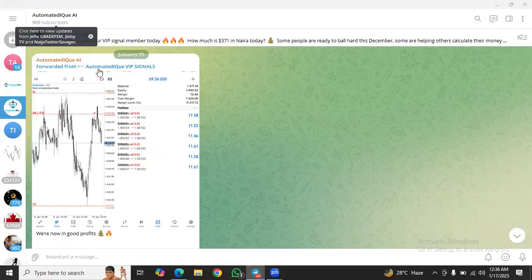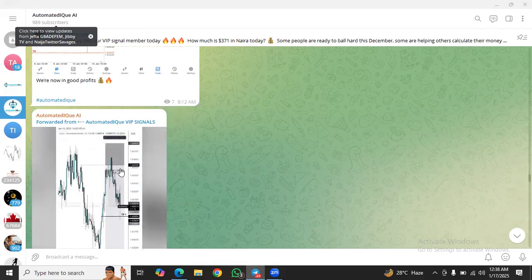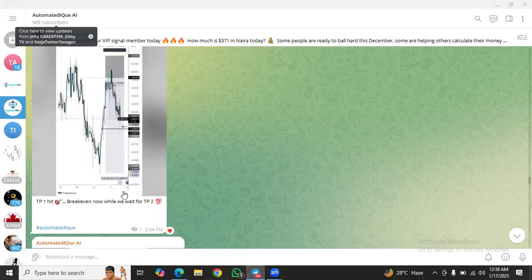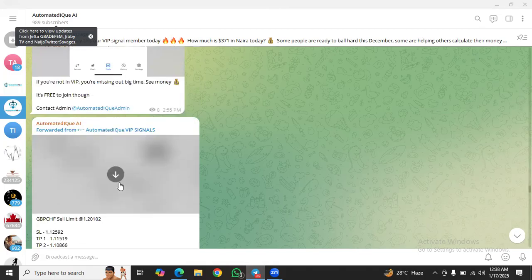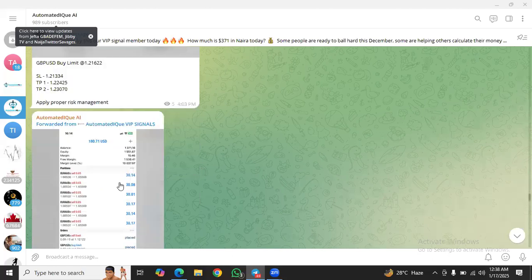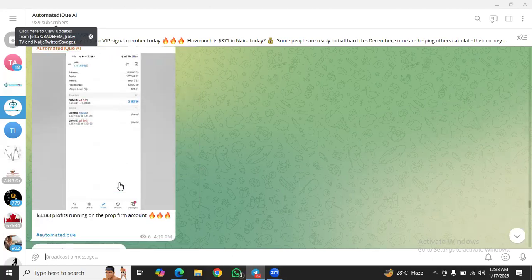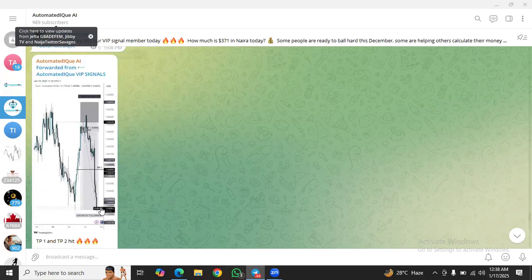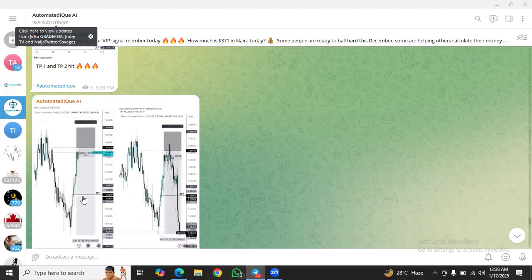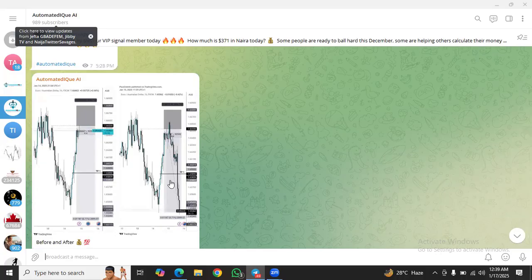This is the automated IQ VIP signal. This is the main channel, but this is the VIP. You can see where we entered here, right? You can see the same trade, why it's TP1 here. It's just proof to show you that we actually took this trade. I think this is the trade as well. Okay, this is when it hits final TP2. This is the before and then the after. So I think this is enough proof to show you that this trade was actually taken and sent to the VIP signal room.